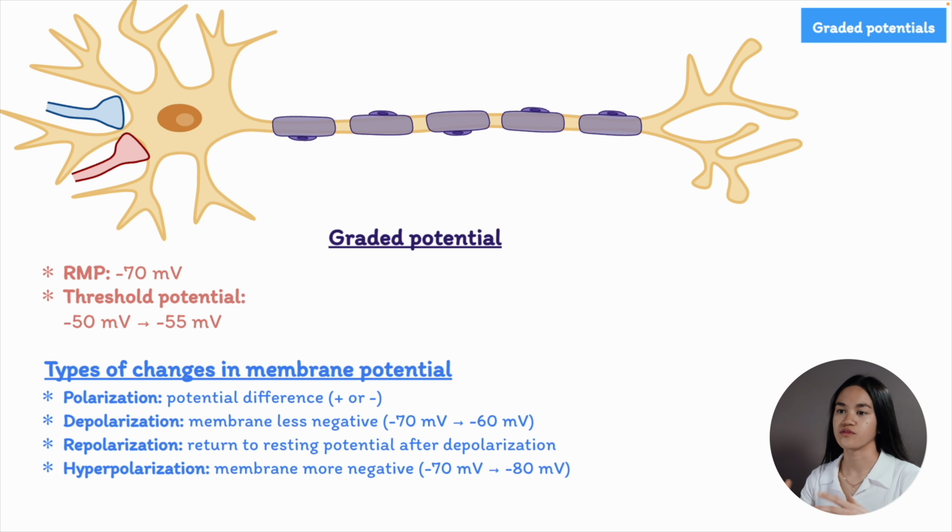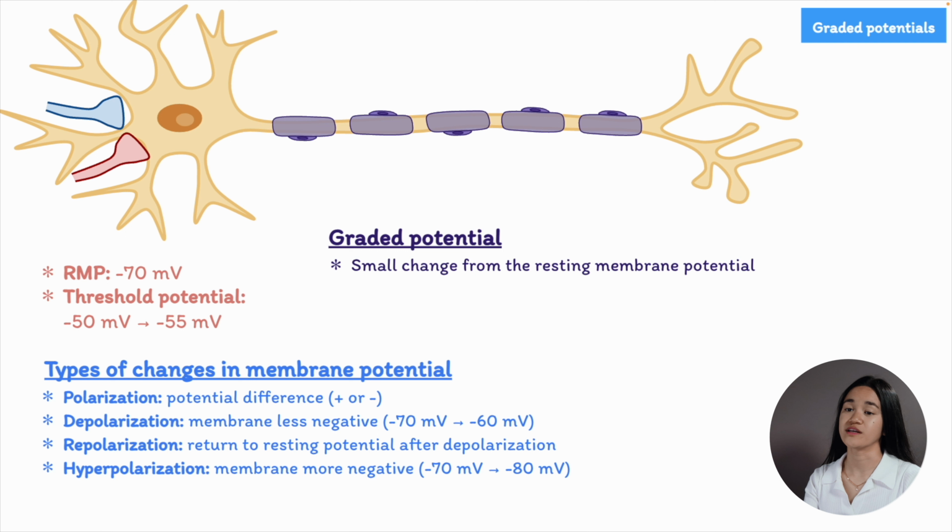A graded potential then is a small change from the resting membrane potential that makes the membrane either more polarized or less polarized, making the inside of the cell more negative or less negative. And there are different types of graded potentials: receptor potentials, end plate potentials, pacemaker potentials. But what we're looking at are postsynaptic potentials in neurons. Okay? Let's break this down further.